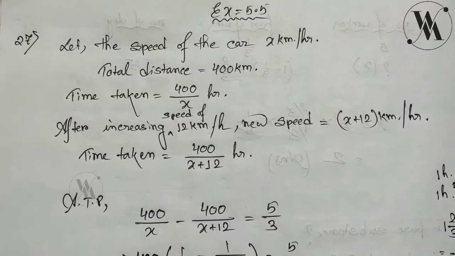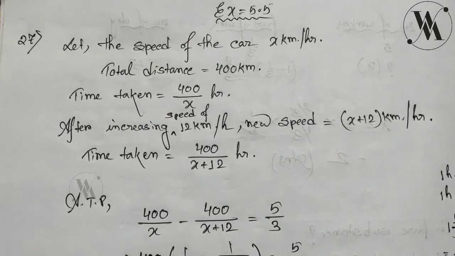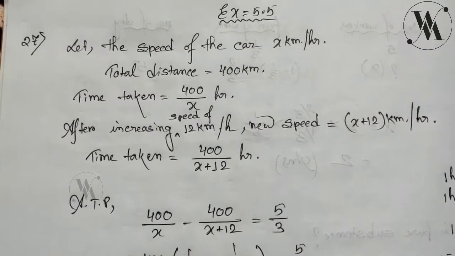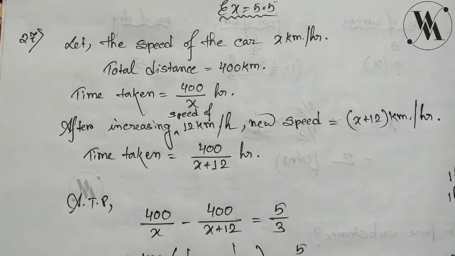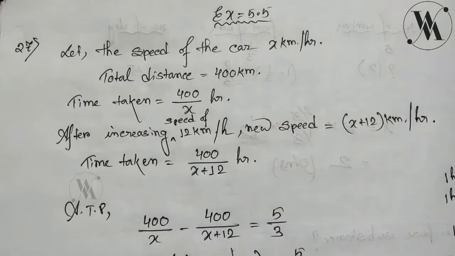Today I am going to start exercise 5.5 part 3. In the previous video I have solved sum number up to sum number 25. Now in this video I am going to start from sum number 27.